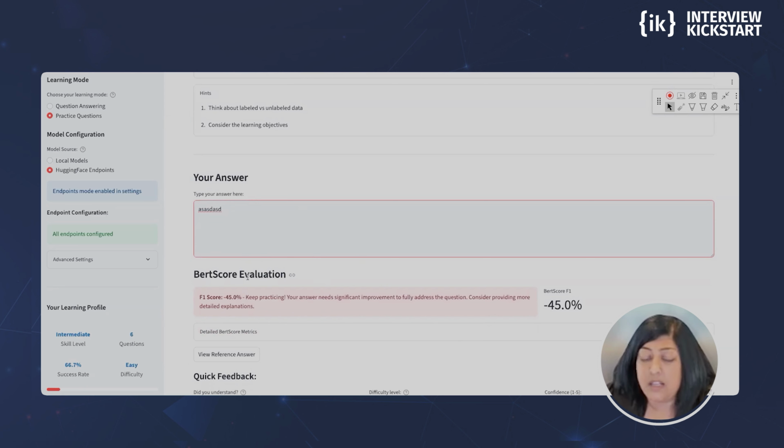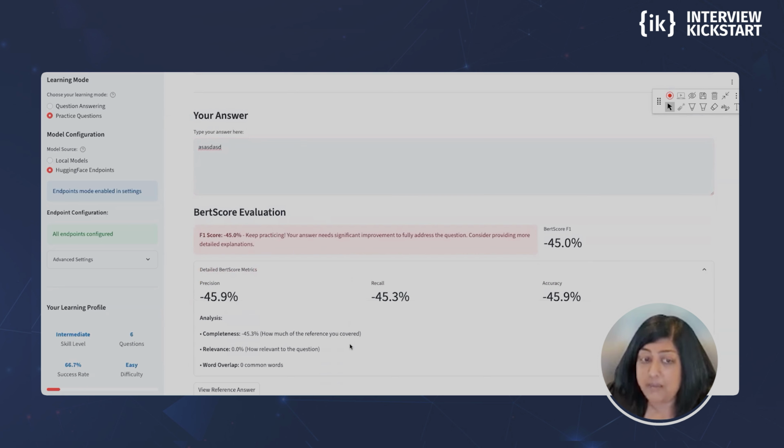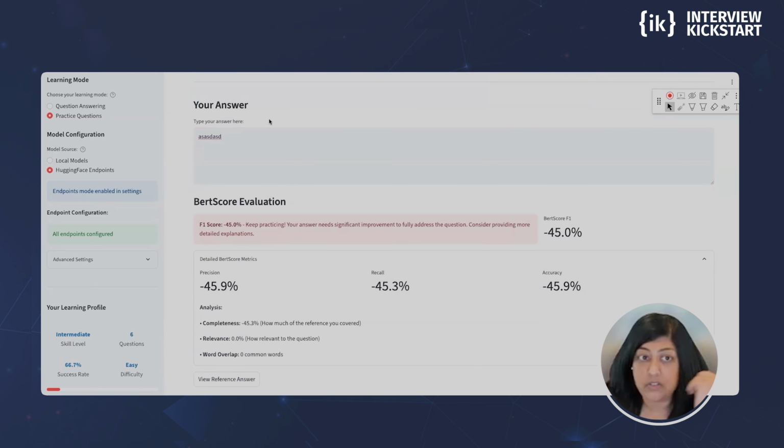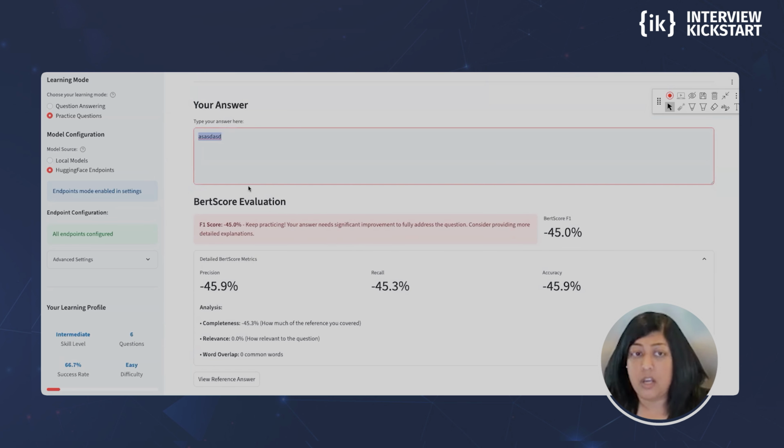It's done the evaluation. It presents the BERT score metrics, which is precision, recall, the accuracy. And it's also computing the F1 based on the understanding. Since it was gibberish, everything is in the negative metrics, right? Based on completeness, relevance, word overlap, right? Relevance is how relevant was the response that the demo user provided for this question. How complete was this? All negative because of the gibberish that me, on behalf of demo user, put in there.